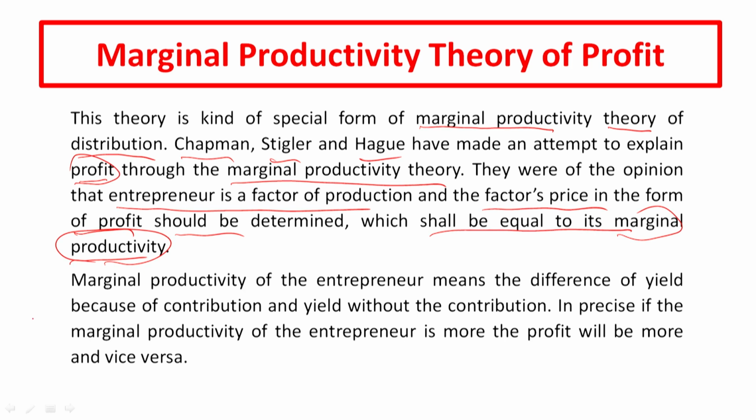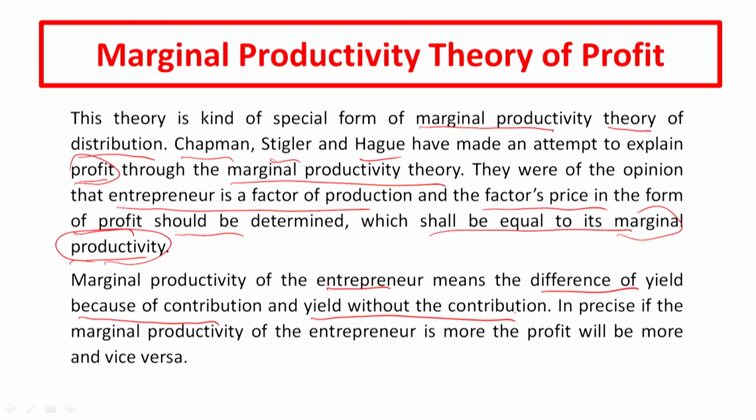The marginal productivity of the entrepreneur here means the difference of yield because of contribution and yield without the contribution, which means marginal productivity is calculated on the skills of the entrepreneur on the basis of yield before his contribution and after his contribution to the respective firm. In precise, if the marginal productivity of the entrepreneur is more, the profit will be more, and vice versa, which means if the marginal productivity of the entrepreneur is less, the profit will be less.